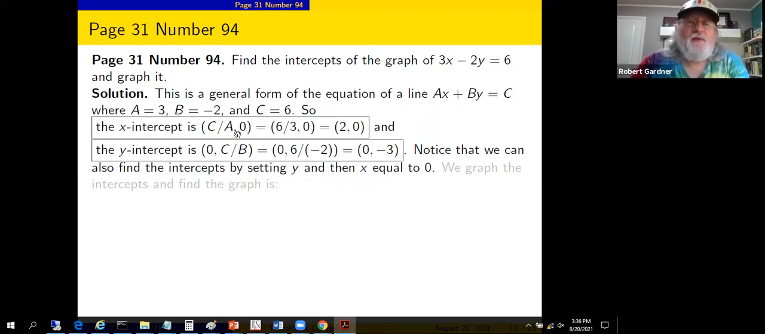So one way to find the x-intercept is to set y equal to 0. So if we set y equal to 0, this would disappear. We'd have 3x equals 6. 3x equals 6 implies x equals 2.